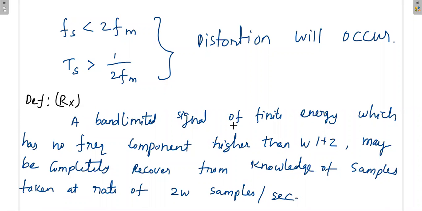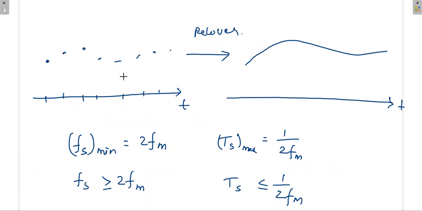A band limited signal of finite energy, which has no frequency component higher than W Hz, may be completely recovered from the knowledge of samples taken at the rate of 2W samples per second. Here W and fm will be used interchangeably. So if there are 2W samples per second, then only I can recover my original signal.